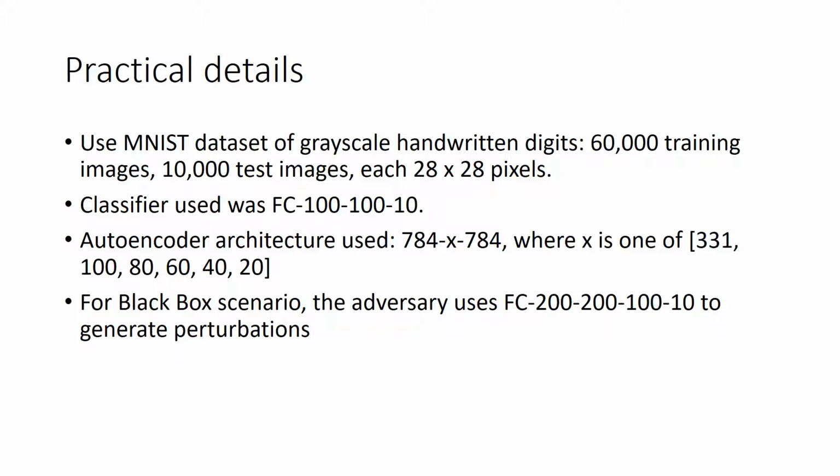When the adversary does not know what the architecture of the original classifier is, in the black box case, it uses a different architecture. I made my adversary use FC 200, 200, 110. That is a fully connected neural network, which has 784 neurons in the input layer, followed by two layers of 200 neurons each, followed by a layer of 100 neurons, and the output layer has 10 neurons because one hot encoding is used again.